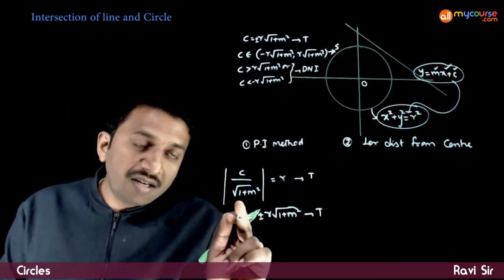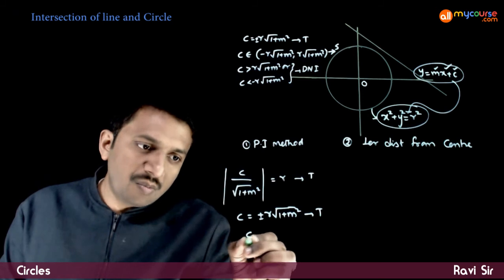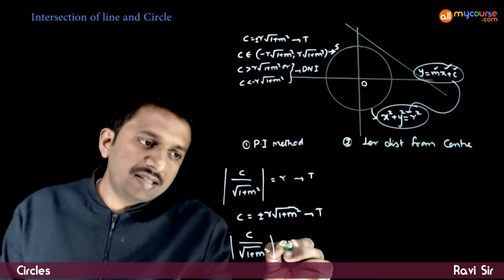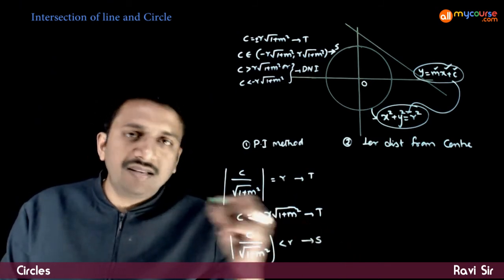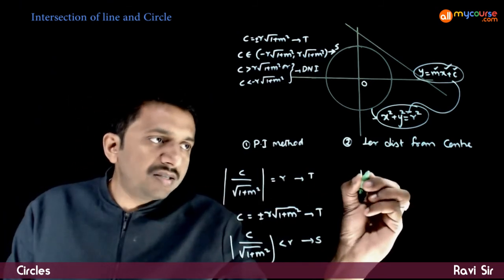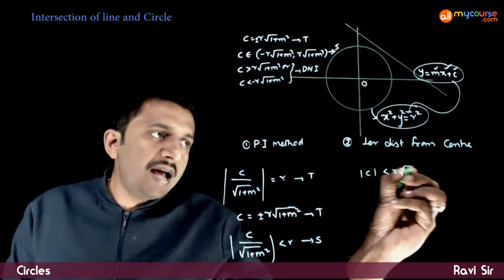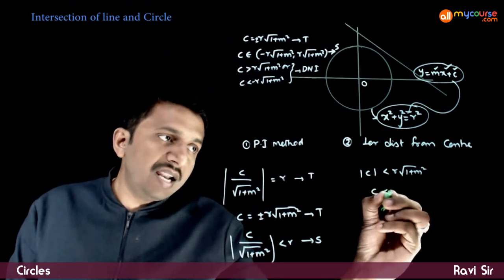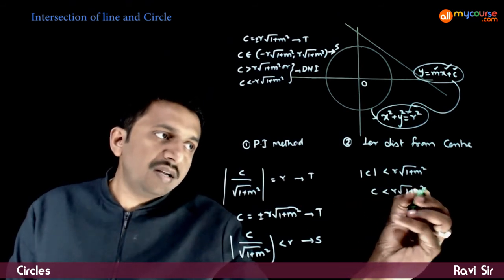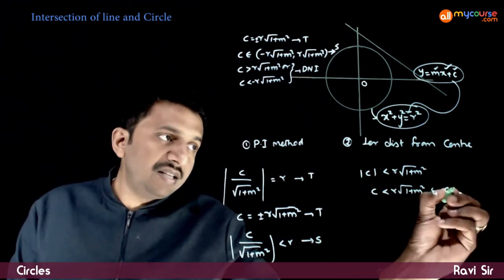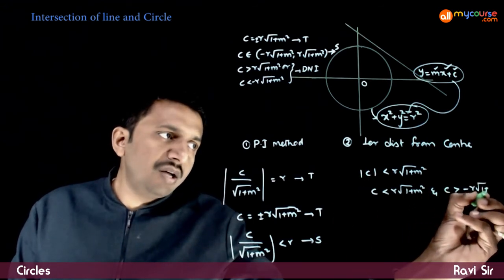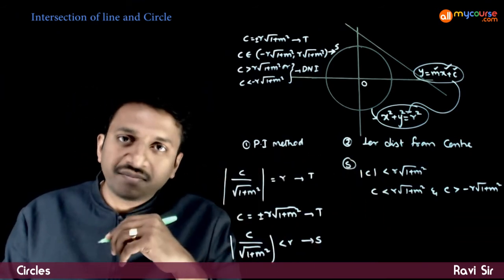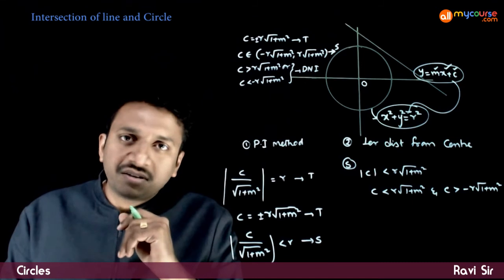Next, if the perpendicular distance is less than r, so mod of c by root of 1 plus m square less than r implies secant. So mod c is less than r root 1 plus m square. So on the positive side, c less than r root 1 plus m square, and on the negative side, c has to be greater than minus r root 1 plus m square. So this is the condition for secant. You got the exact same condition here.